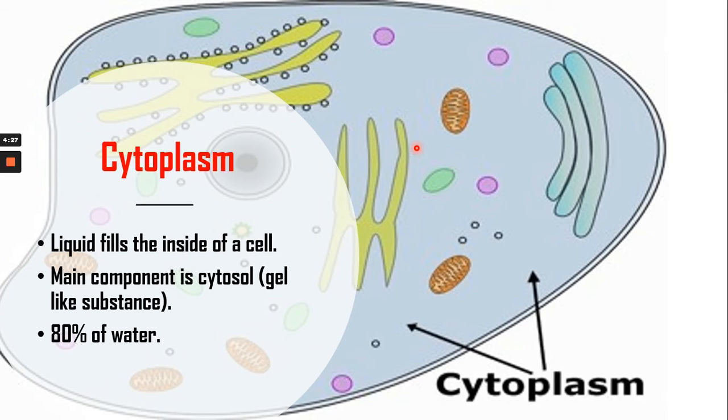Okay. Come to the cytoplasm. As we said before, the cytoplasm is liquid, and it fills the inside of the cell. It is like a gel-like substance, filling the inside of the cells. 80% of it is water. Sometimes it also contains proteins or salts. Okay? So this is the cytoplasm here. All organelles swim in this cytoplasm.